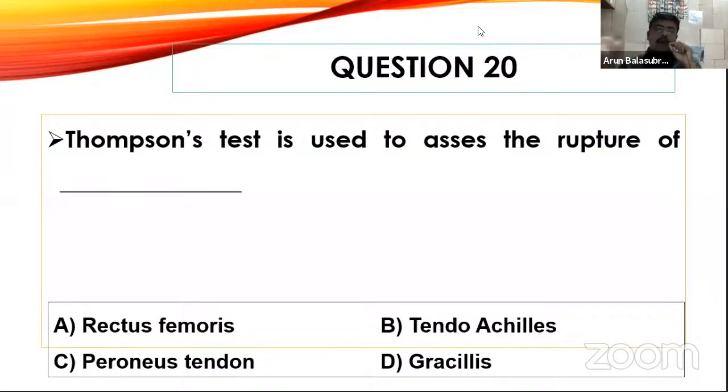I said it is not Thomas test, it is Thomson test. Thomas test is for rectus femoris. It's Thomson test. I will show the picture and you can identify which is the correct answer.